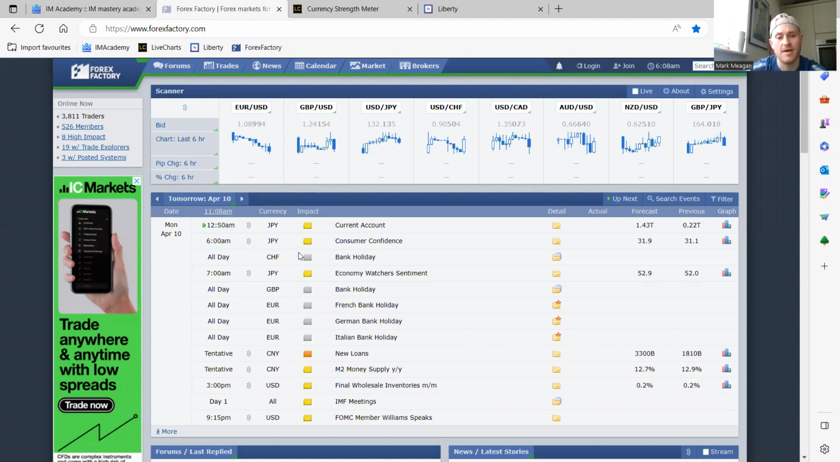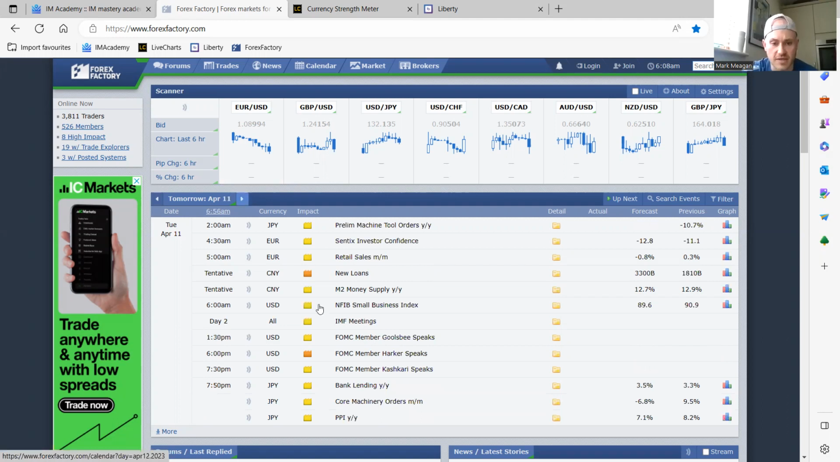Now, today, as it's Easter Monday, there's a lot of bank holidays, especially around Europe. So you can see these white folders. And the yellow folders means there's no bad news at the moment. There's no news that will deflect us away from trading those currency pairs. Now I'm going to just go to tomorrow to see what the news is, to see if there's any red folders, just to show you an example.